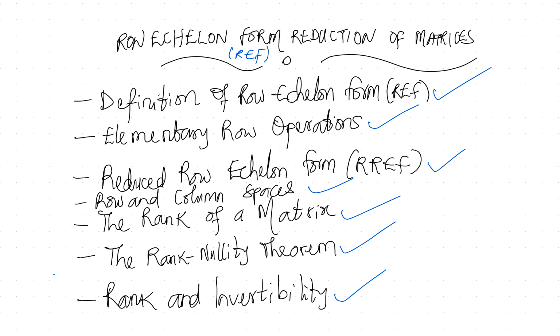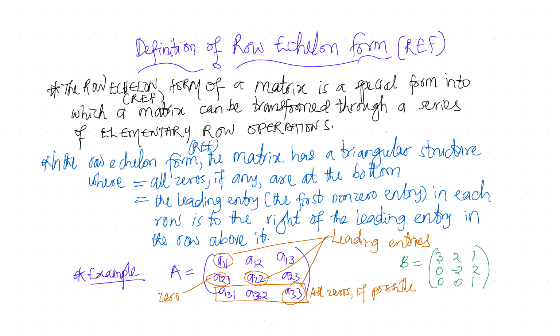So we go to the first part, defining the row echelon form, REF. As you can see, the row echelon form of a matrix is a special form into which a matrix can be transformed through a series of elementary row operations. So you need to carry out some elementary row operations. Of course, we're going to talk about that next. You need to carry out a series of elementary row operations to get a matrix into the row echelon form.